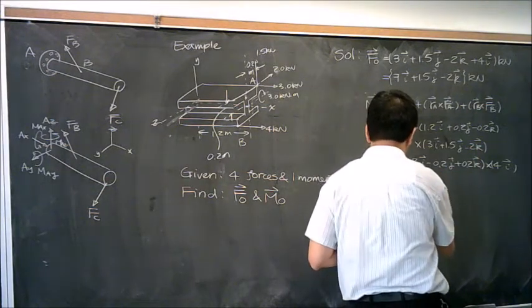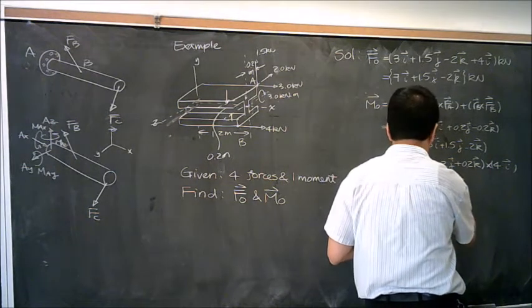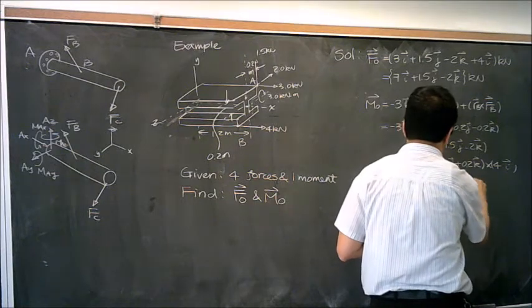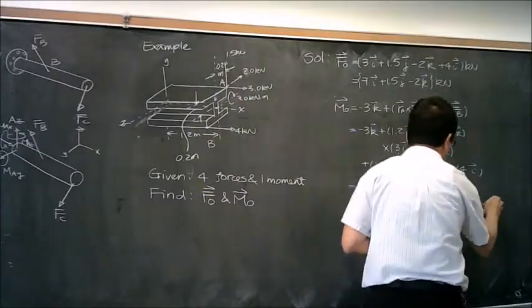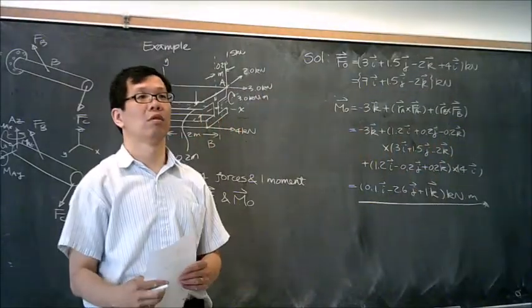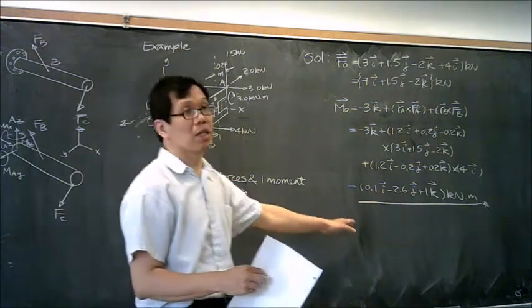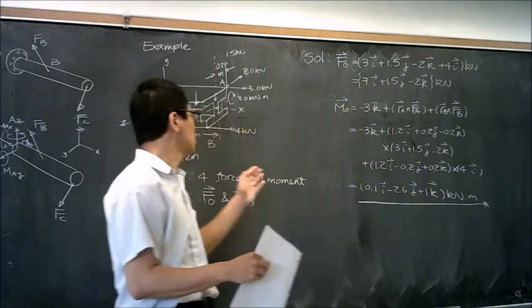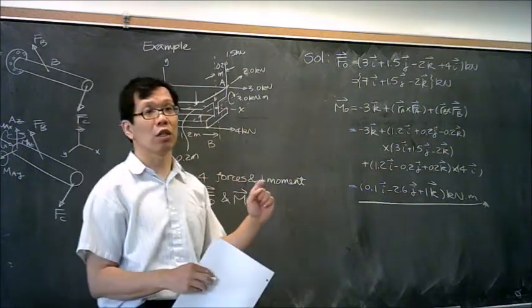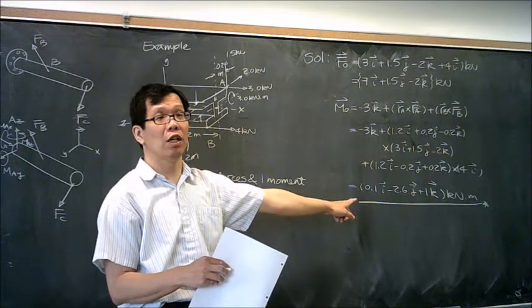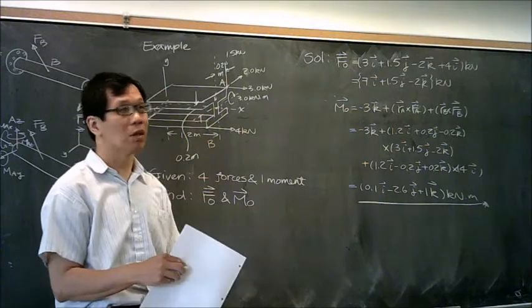If you do that, you're going to get 0.1 I minus 2.6 J plus 1 K kilonewton meter. This is the answer. Does it make sense to everybody? I'm not saying this is equivalent for this kind of problem. This is just telling you the loads applied at the point. So essentially, the calculation here is just an extension of what we learned in chapter 2, not even chapter 3.